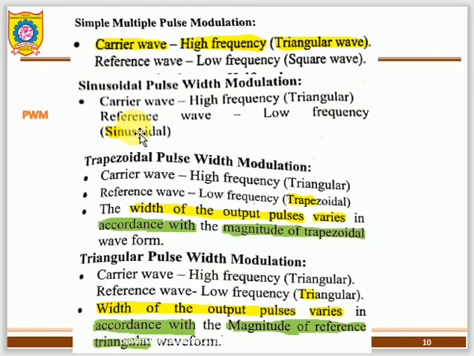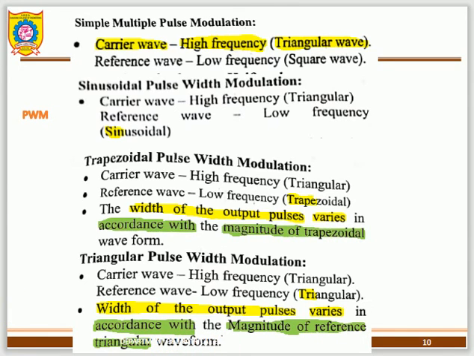Similarly, I replace the square wave with a sinusoidal wave. This gives sinusoidal pulse width modulation. Instead of that, the sinusoidal is replaced with a trapezoidal wave, giving trapezoidal pulse width modulation. The width of the output pulse varies according to the magnitude of the trapezoidal wave. Next, the trapezoidal is replaced with a triangular wave, and the width of the output pulse varies according to the magnitude of the reference triangular waveform.